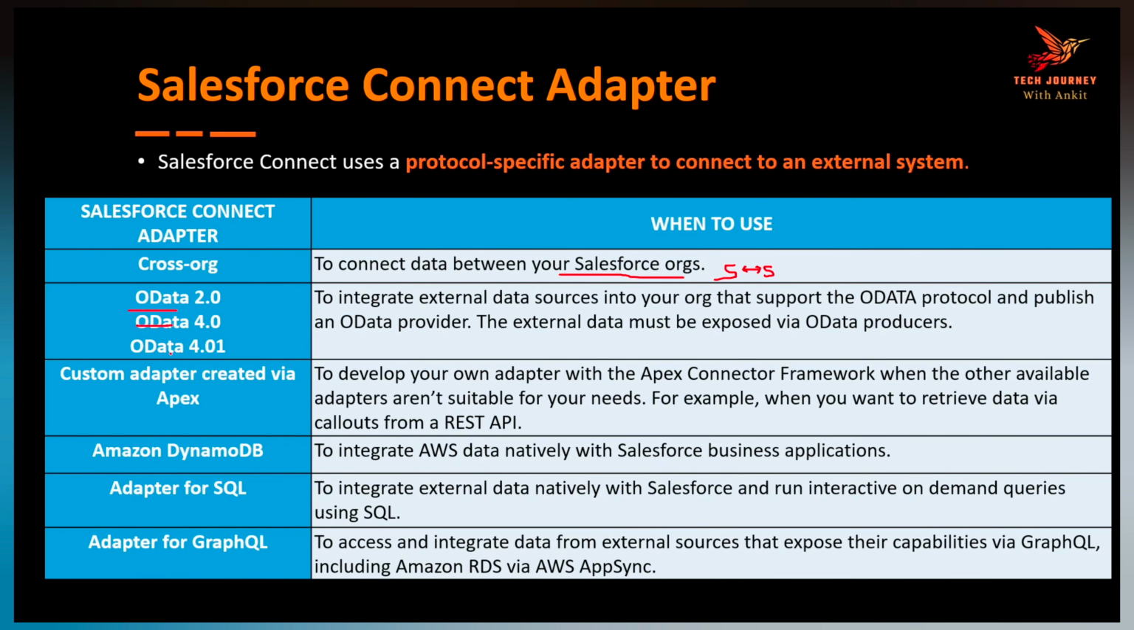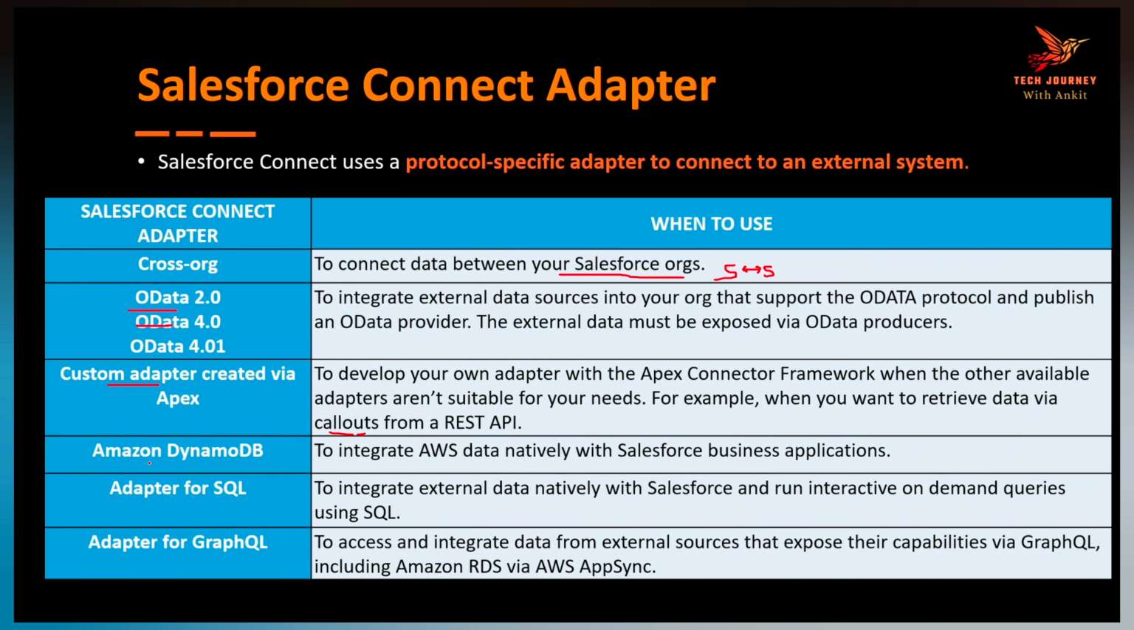Another adapter here is OData 2.0 and OData 4.0. There are different external data sources which support the OData protocol. So based on the supported OData protocol, you can select OData 2.0 or OData 4.0 so that you can bring those external objects inside Salesforce. Salesforce also gives the flexibility to design your own custom adapter as well. For example, if for some reason you are not able to work with the cross-org adapter or the OData adapters, then you can also design your own custom adapters, like you are doing callouts from the REST API.